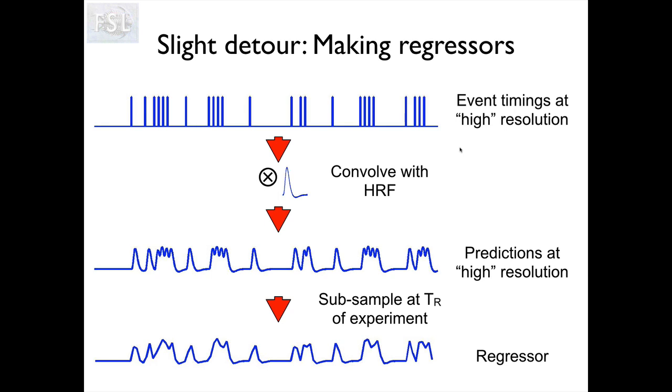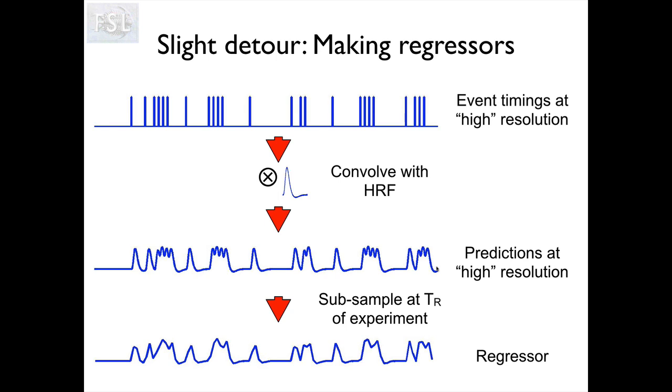Because if you remember, we had an ISI of 6, so the events come every 6 seconds. But then we have a repetition time, a TR, for the experiment that might be 3 or 4 seconds. In order to get this timing right, we must first have a higher temporal resolution. So we convolve this high temporal resolution vector with the HRF, and we get our predictions of what's going on in the brain at a high temporal resolution.